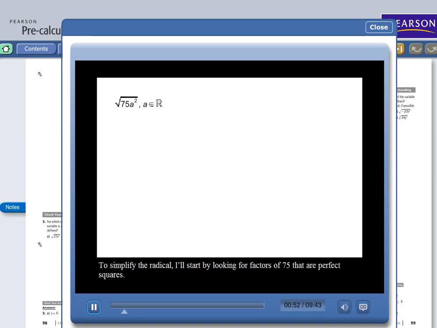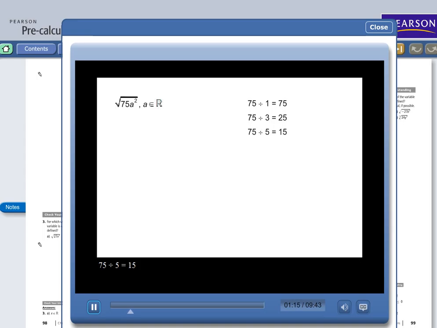To simplify the radical, I'll start by looking for factors of 75 that are perfect squares. If I think about the division facts for 75, 75 divided by 1 equals 75. 75 divided by 3 equals 25. 75 divided by 5 equals 15. So the factors of 75 are 1, 3, 5, 15, 25, and 75.